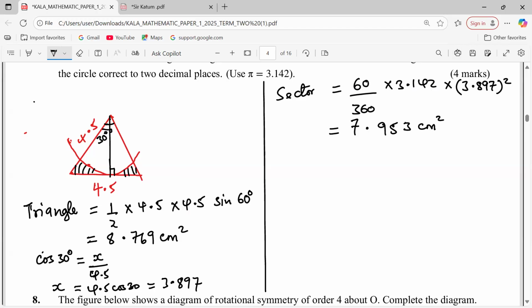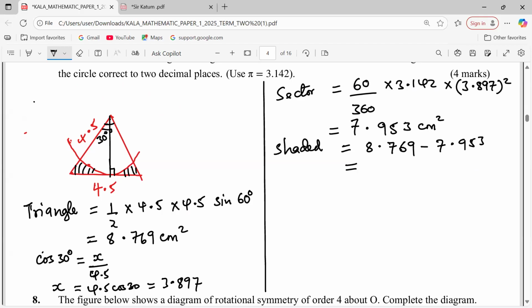So what about the shaded part, which now means the area of the triangle which is outside the circle. So the shaded part or outside area will be the triangle minus the sector. So what do we get here? I'm talking about 8.769 minus 7.953. This gives us, no, I didn't subtract well. Give me a minute.